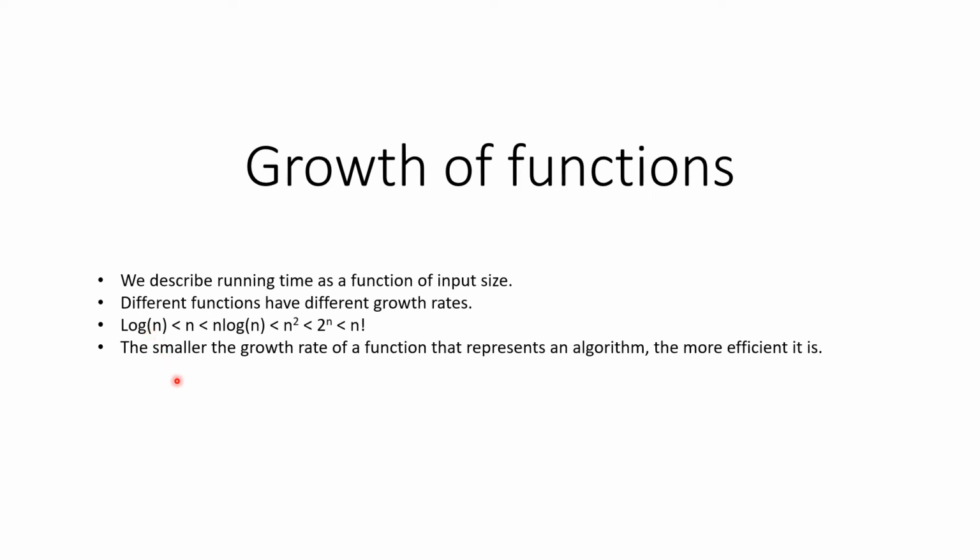So log n as a function is a slower growing function than n. And n is a slower growing function than n log n, then n squared, 2 to the n power, and n factorial. So from left to right, all the functions are growing. In terms of their growth rate, they are increasing. Ideally, you will want your algorithm's running time to be more to the left, rather than more towards the right, which will mean your algorithm is not as efficient. So the smaller the growth rate of a function that represents an algorithm, the more efficient it is.